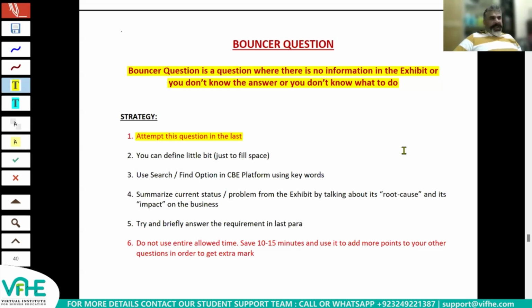Why should I not utilize the full 18 minutes for a bouncer question? Because I really don't know what to do there, and I am just wasting my time. So I will just utilize 10 or 12 minutes to write some basic points, as I don't want to leave it empty. But if I save 5 or 10 minutes from there, I can add more points in the easier questions. Do you understand?